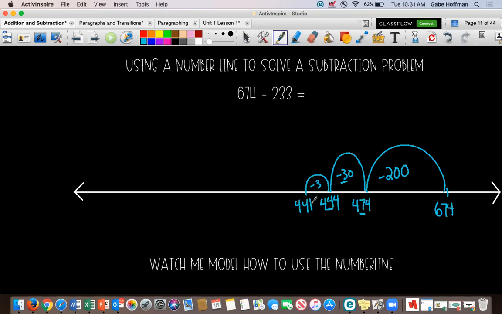So it just depends on what you're comfortable with. Some of you might need to go 100, 100, 10, 10, 10. That's perfectly fine. Other people may be completely fine with skipping by the larger number. Just depends on how you want to do it.